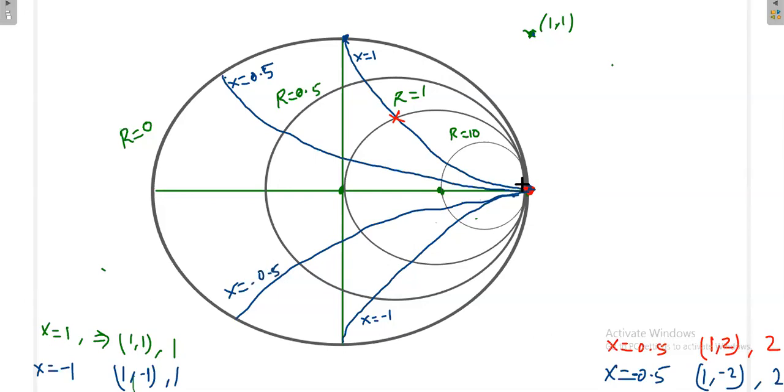Now tell me, where will X is equal to 2 come? Here it will come, X is equal to 2. Because this is X is equal to 2, and this is X is equal to minus 2. What color is that? Yellow color. Yellow color is X is equal to 2. Okay, this is X is equal to 2 and this is X is equal to minus 2.